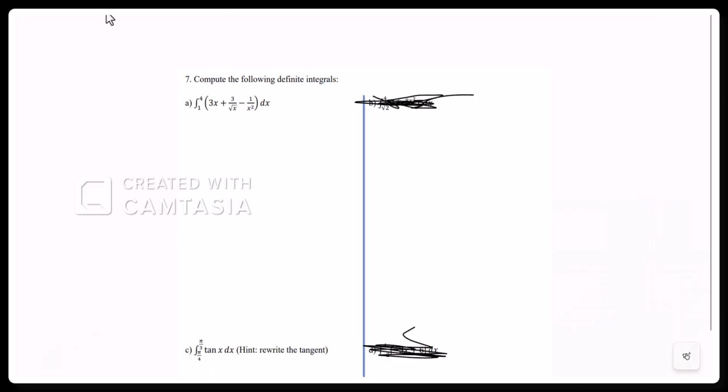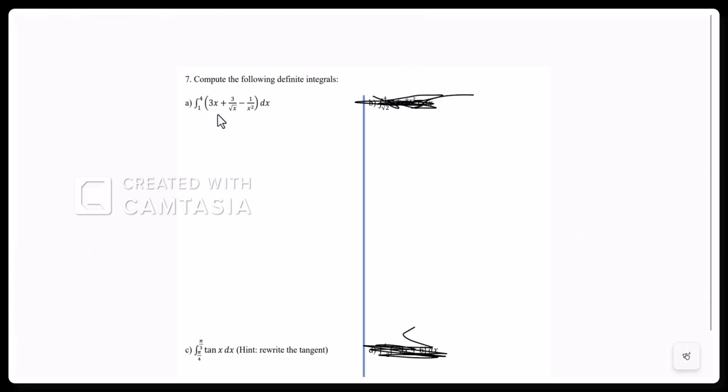Hello. Today we are doing exam 4, question 7, A and C. The problem says that we have to complete the definite integrals. What this means is that we are going to find the values when we plug in the limits into the integrals of these functions here.